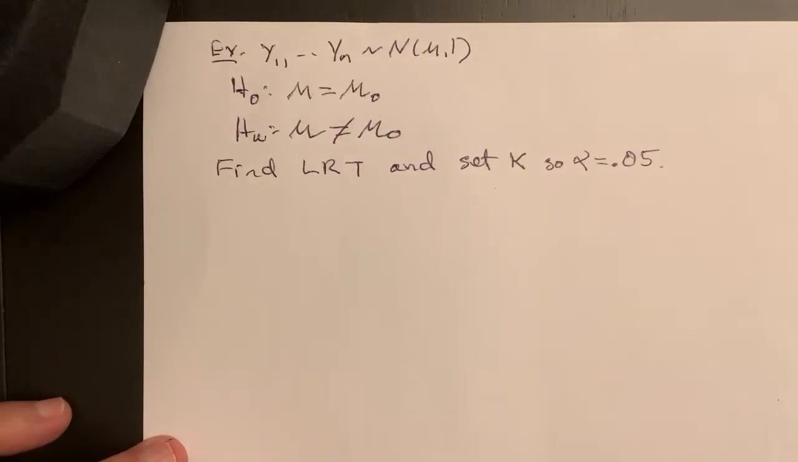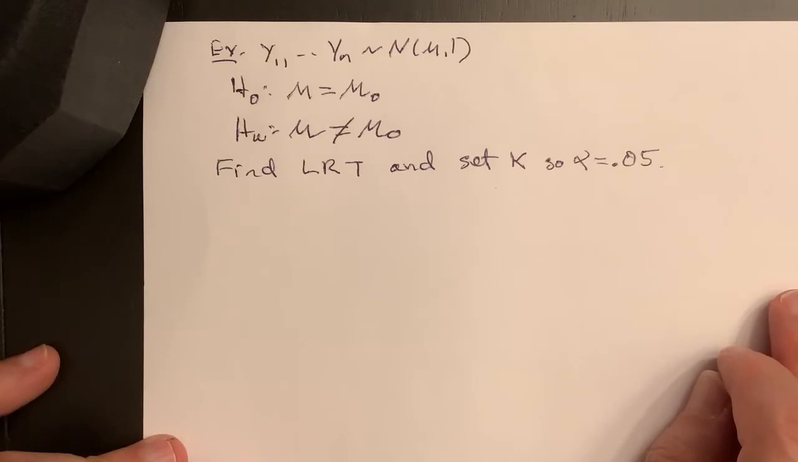Okay, hi, welcome back. So for this one, this is just an example of finding the likelihood ratio test and also setting K in the rejection region. The example says we have a sample of size n that's normal, with mean mu unknown and variance 1 known. H0 is mu equals mu 0, a particular value, and HA is mu is not equal to that value. Find the LRT and set K so alpha equals 0.05. Okay, so just a pretty straightforward example just to see that we understand the definition.